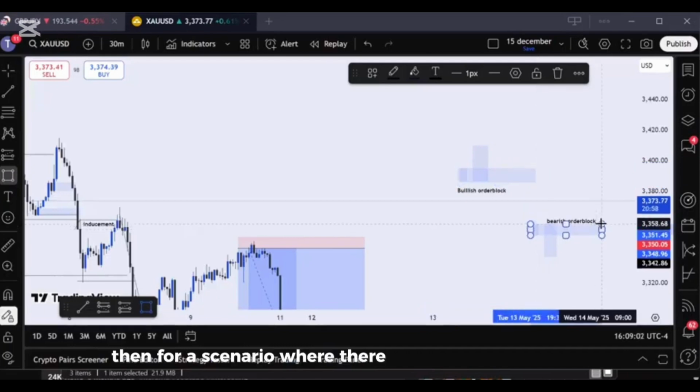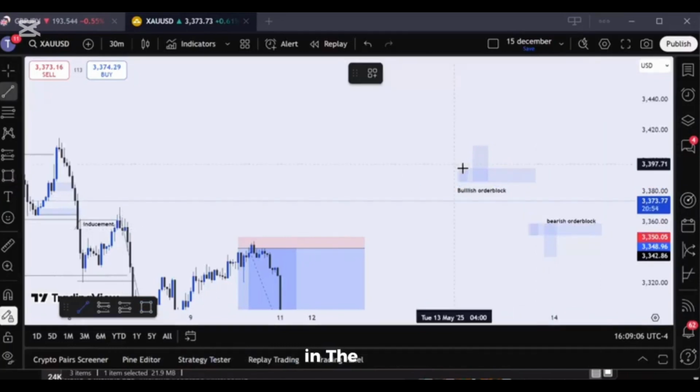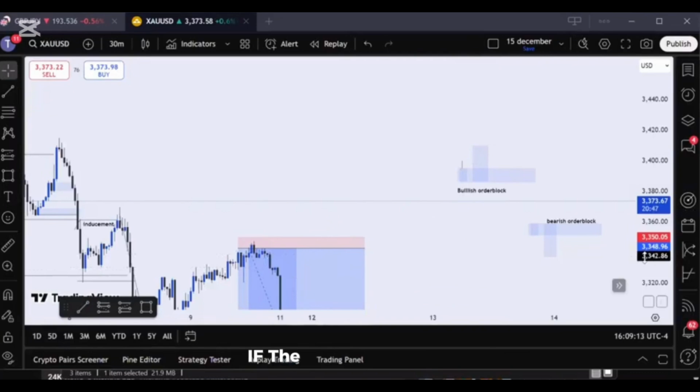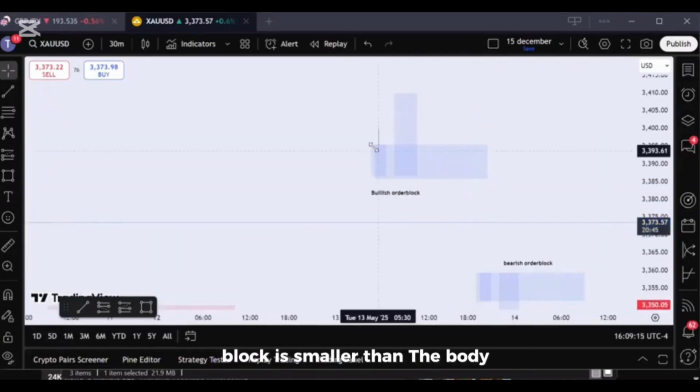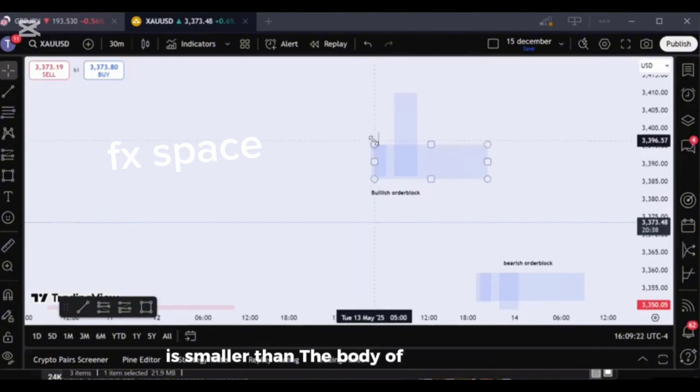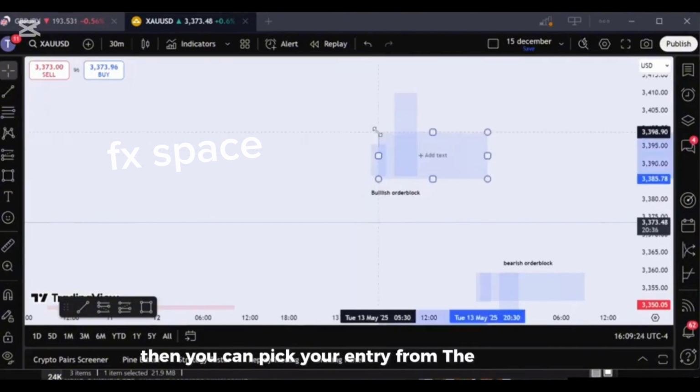Then for a scenario where there are wicks in your order block, for example, if you have a wick in the body, a wick here, most of you will ask, if you have a wick, how do you pick your entry? This is how you pick it. If the wick of the order block is smaller than the body, for example, this is the whole body here, and this is the wick of the order block, and from the looks of things the wick is smaller than the body, then you can pick your entry from the wick here.